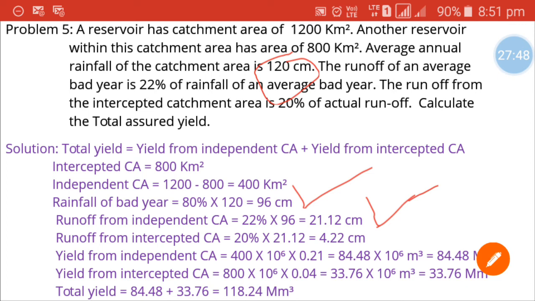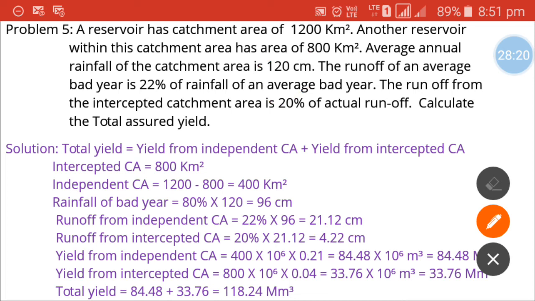Now again it is given in the problem, the runoff from the intercepted catchment area is 20% of the actual runoff. Here the actual runoff will be 21.12 centimeter, that we have already calculated. So what we will do, 20% into 21.12, so we get here the value of 4.22 centimeter. So as such we have obtained two different runoff values. Now with this, we can continue to calculate the yield.